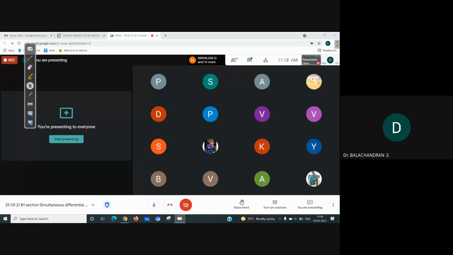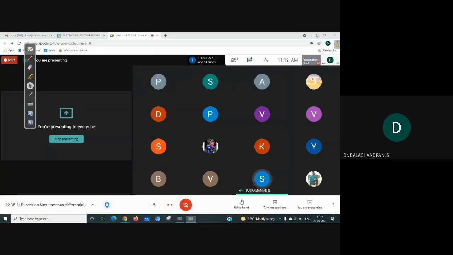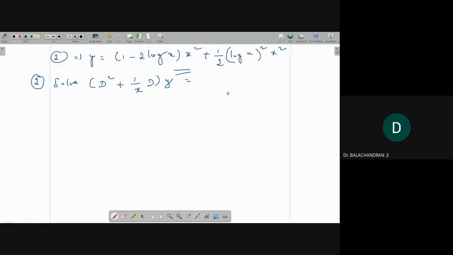Okay, now, so what about problem 2? D square plus 1 by x into d. So anybody got the answer for problem 2? Yes, sir. Subramaniam, okay, so please tell. C1 plus C2 log x, okay, plus 2 log x the whole cube. Yes, correct. Okay, your answer is correct.